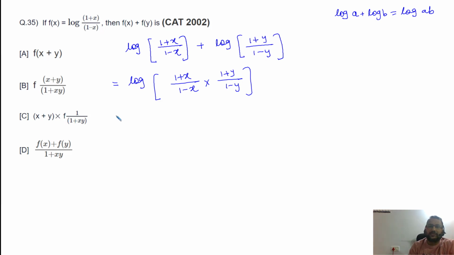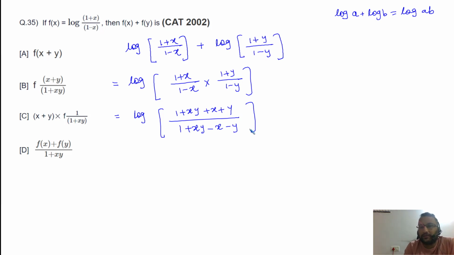So what we will do is, let's multiply this bracket again, everyone. This is going to be how much? 1 plus x into y plus x plus y divided by the denominator, which is 1 plus x into y minus x minus y. So now 1 plus xy, this term we can see over here, over here, and over here. So now let's divide numerator and denominator by 1 plus xy. What will happen? Let's have a look at it.